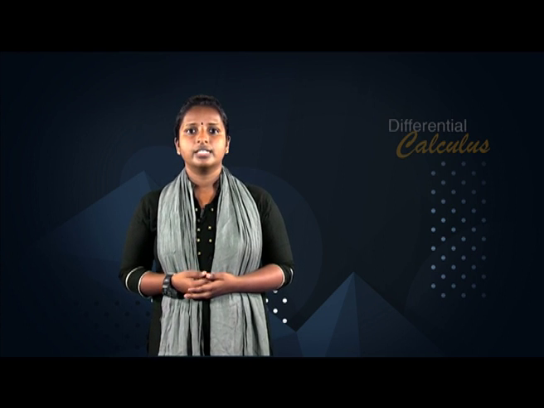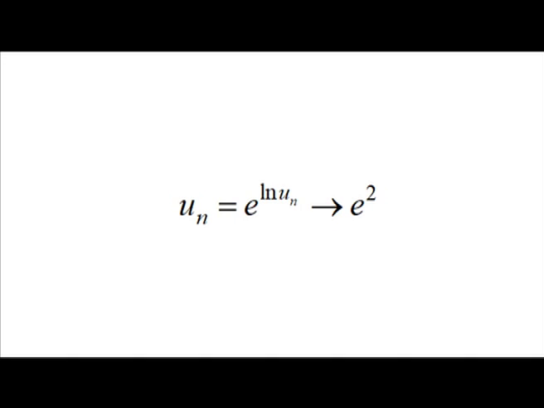Since natural log un approaches 2 as n approaches infinity and f of x equal to e power x is continuous everywhere, then the theorem tells us that un equal to e power natural log un converges to e square. That is, the sequence un converges to e square.